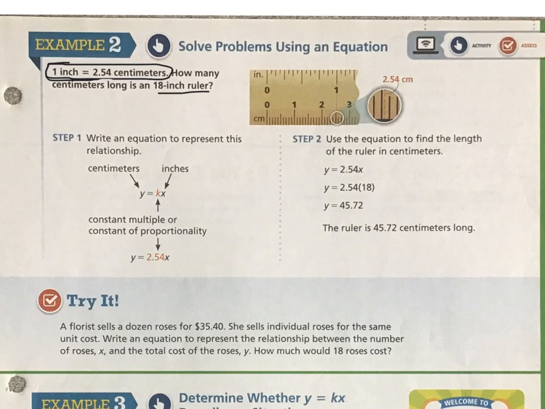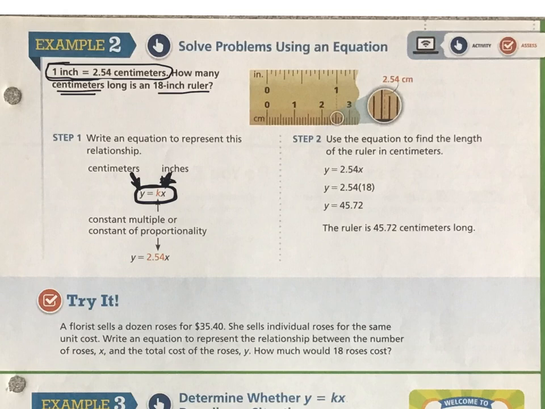Well, in this case, we know the inches, and we're looking for the centimeters. So the first thing that we do is look for an equation that represents the relationship between centimeters and inches. We're going to use the equation y equals kx, because for every inch, we have 2.54 centimeters. That means our centimeters are the y number. So you can see here that they've got the arrow. Centimeters is going to be our y number, and the inches are going to be the x number.